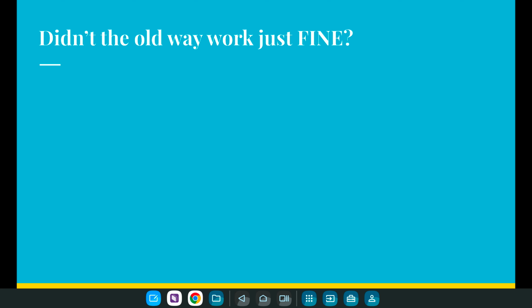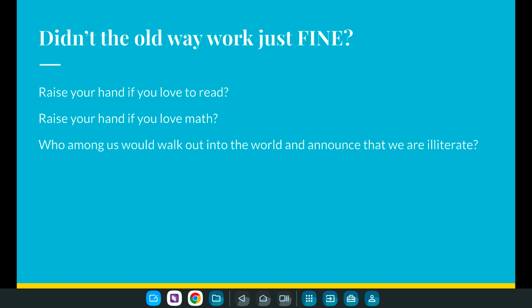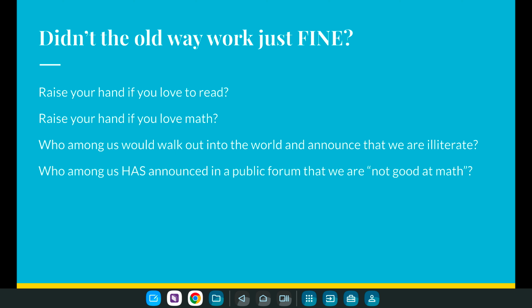So we might ask ourselves, didn't the old way work just fine for me? If you're like me and you were raised in elementary school in the 90s, you probably learned traditional algorithms for math. And I just always like to ask people who want to say the old way worked just fine, raise your hand if you love to read. Raise your hand if you love math. Oftentimes the response to this one is a lot less. Who among us would walk out into the world and announce that we're illiterate? No one. But when I was a classroom teacher, parents would walk in and find out that I was the math teacher for 4th or 5th grade, and they would say, oh, I was never good at math.